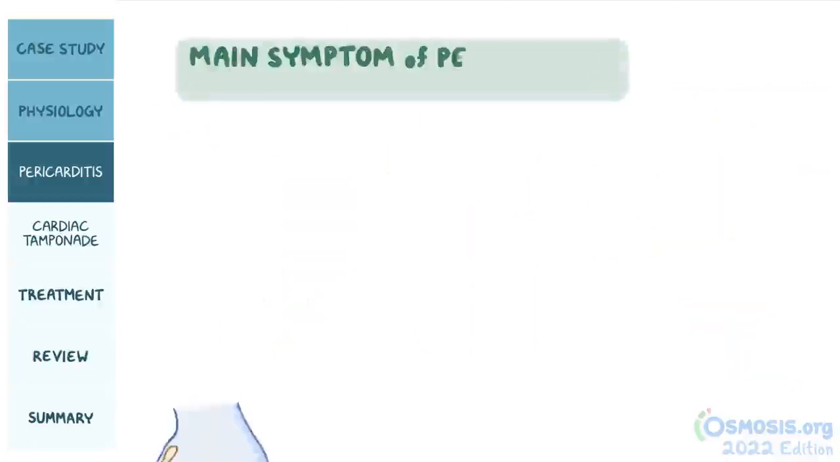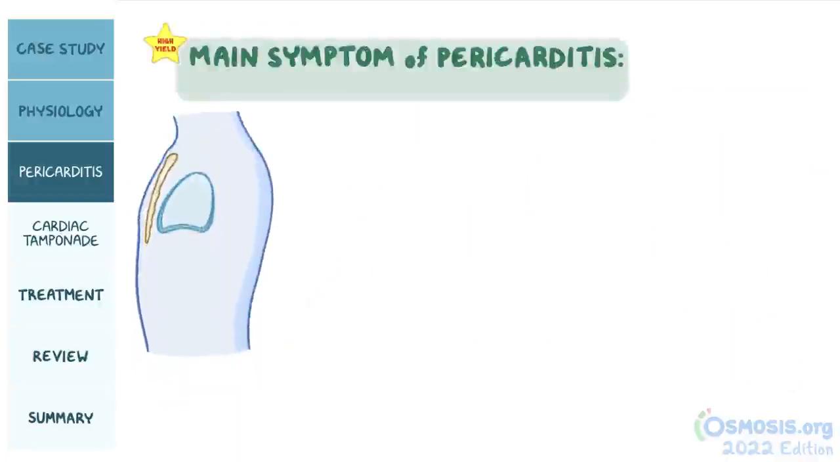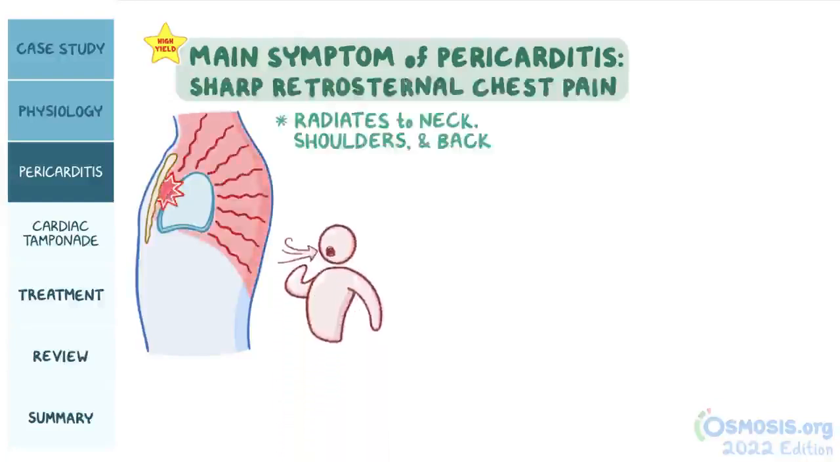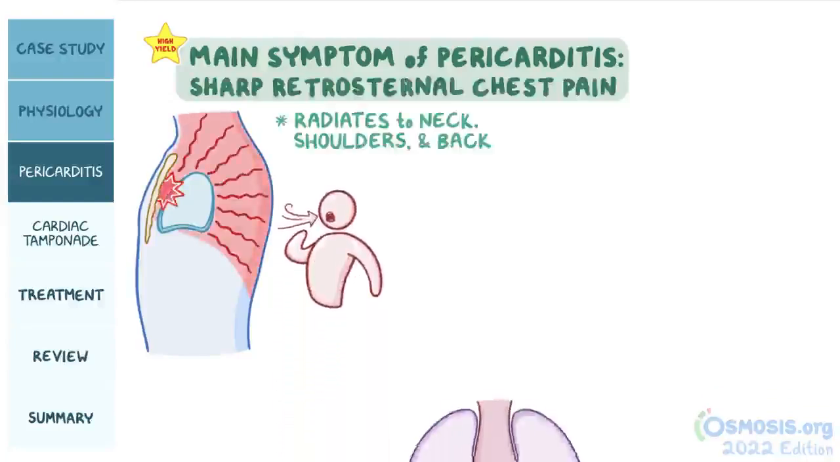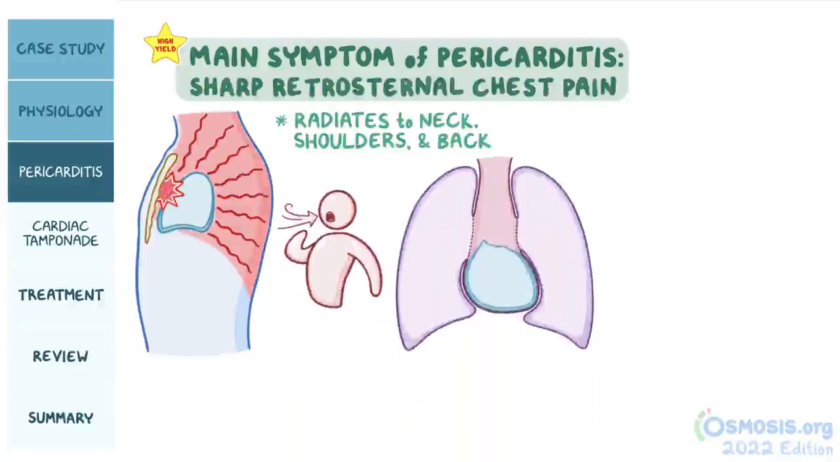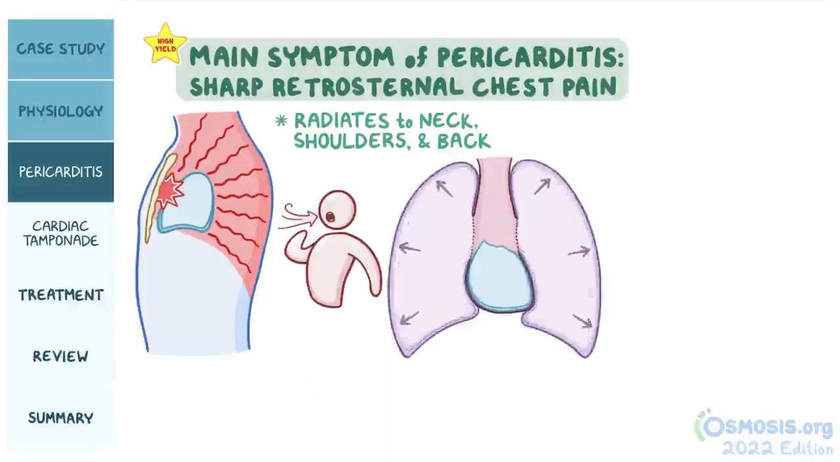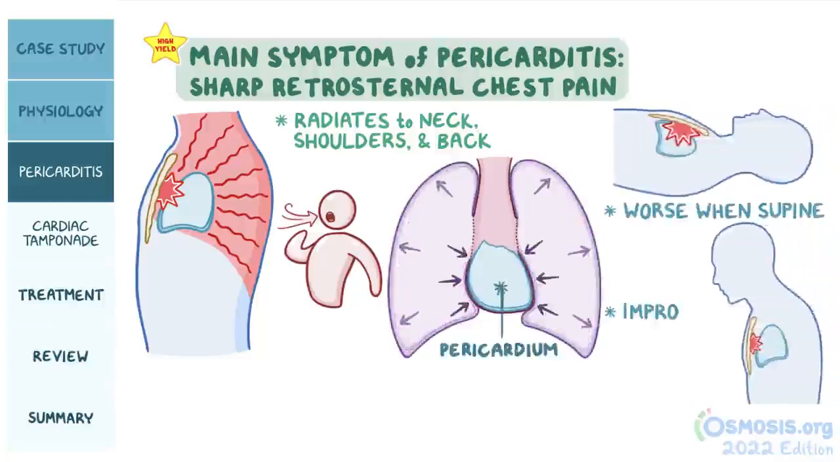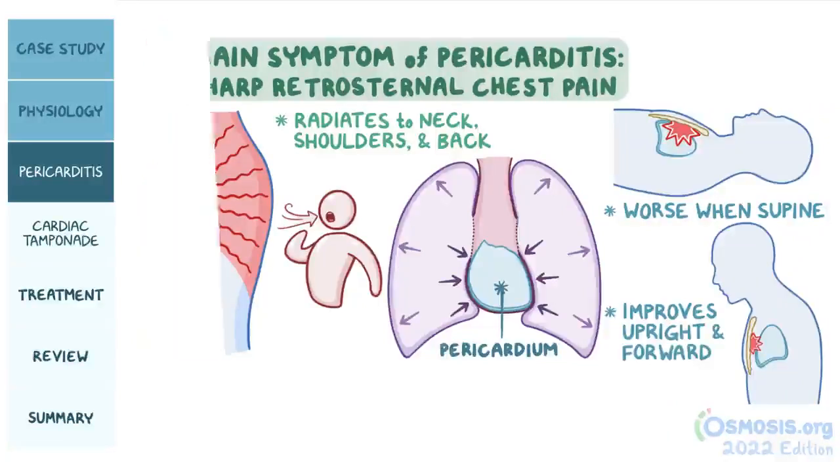The main symptom of pericarditis, which is extremely high yield, is severe, sharp retrosternal chest pain that radiates to the neck, shoulders, and back, and it typically happens with each breath during inspiration. That's because the lungs expand during inspiration, filling the thoracic cavity and compressing the pericardium. The pain typically worsens when a person is supine and improves when a person is sitting upright and leaning forward, because less pressure is put on the heart.